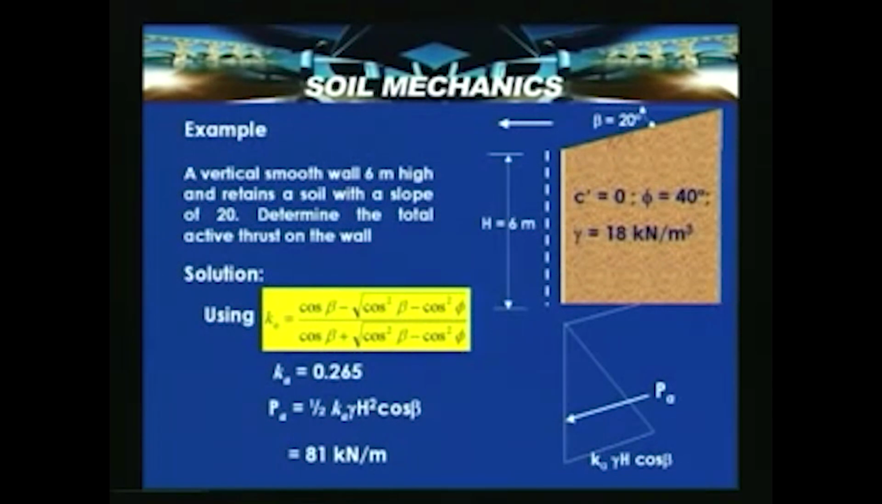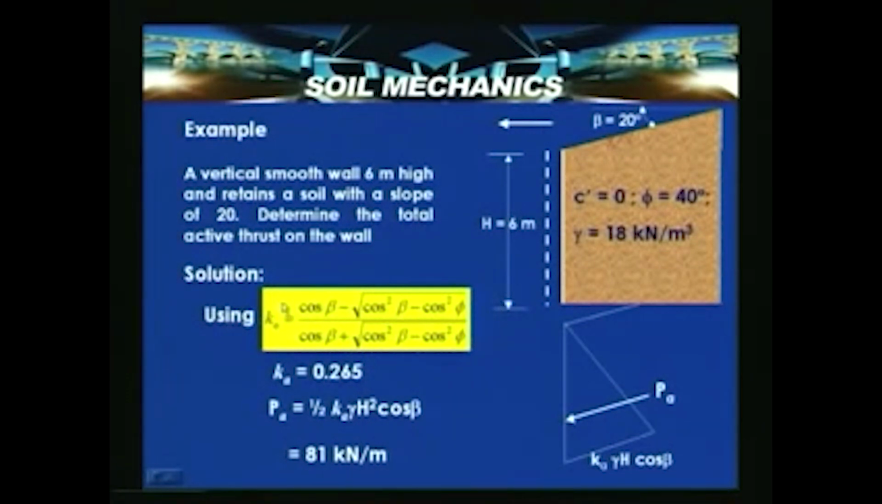A vertical smooth wall of 6 meters height retains a soil with a slope of 20 degrees. That is, the slope of this surface is 20 degrees with the horizontal, which is shown here. Determine the total active thrust on the wall. The shear strength parameters are given as cohesion equal to 0 and drained friction angle 40 degrees, and the unit weight of the soil is 18 kN per meter cube. The height of the wall is 6 meters.